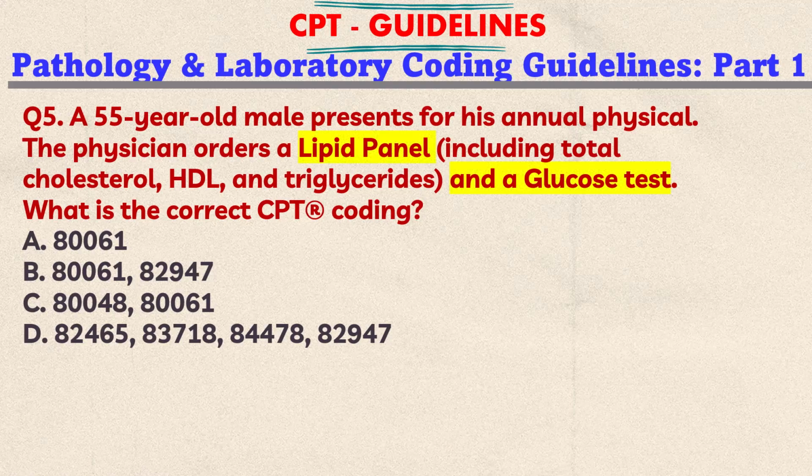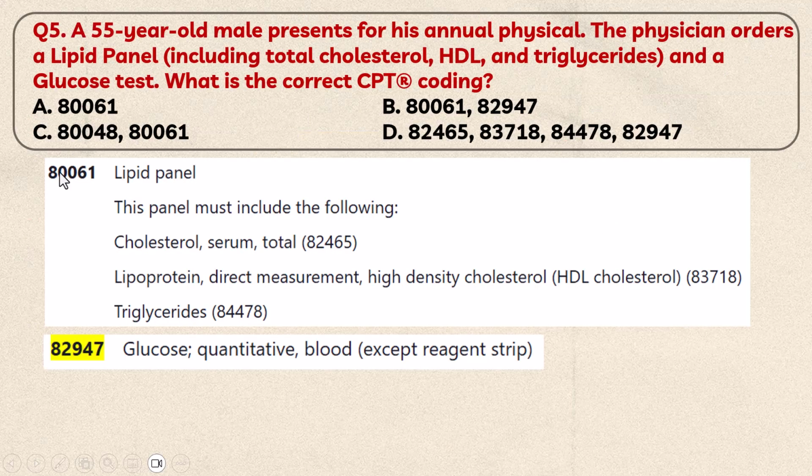So here we have to highlight there are 2 procedures. One is lipid panel and the other one is glucose test. So once you go to the lipid panel code, it is 80,061. So for the lipid panel, you can use the code 80,061, and for the glucose quantitative test, you have to use the code 82,947. So the correct answer will be answer B. This is the elimination method.